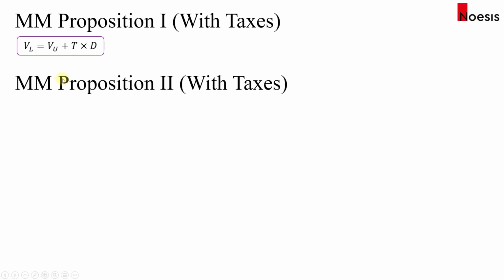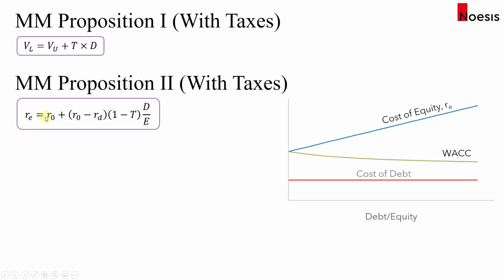Now, proposition 2 with taxes states that the cost of equity of a company is equal to the cost of a company's equity if it uses 100% equity, which is R0, and then we'll add in an incremental spread here, and the spread is based on the difference between the all-equity cost minus the cost of debt before tax, multiplied by 1 minus the tax rate times the debt to equity ratio.